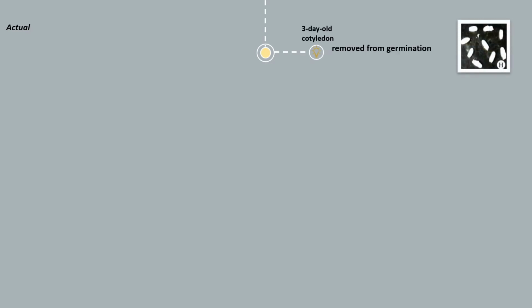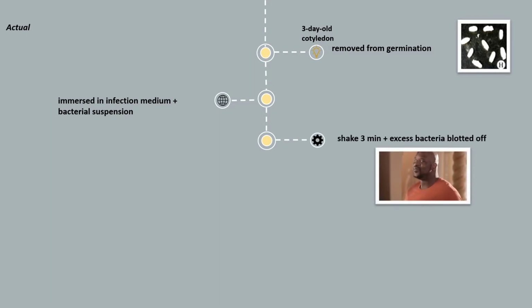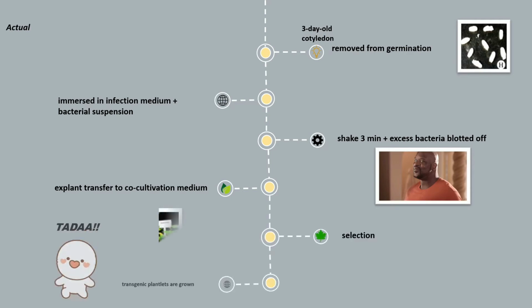Now, 3-day-old cotyledon explants were removed from germination medium and were immersed in infection medium 1 containing bacterial suspensions for 3 minutes on a shaker at 80 rpm. This is purposely to blot off the excess bacteria with filter paper. Next, the explants were then transferred onto cocultivation medium for 2 days in the dark. The selection will be done and the transgenic plantlets are grown healthily.